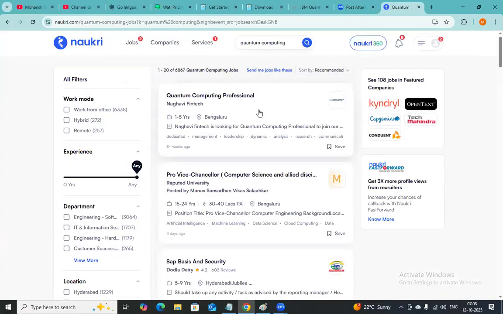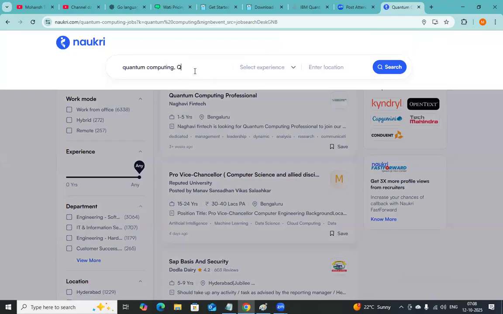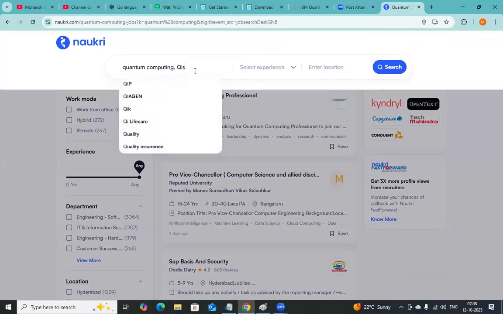Yeah, you can see when I search for quantum computing, how many jobs are available? 6,867 openings are already there. In Naukri, I am searching for quantum computing. You will find a number of jobs. Not only quantum computing, let me search for Qiskit also. Qiskit.